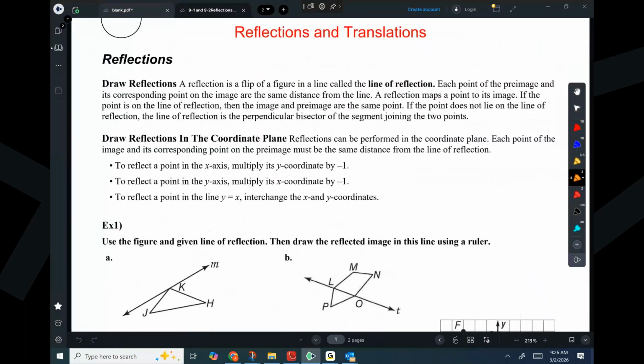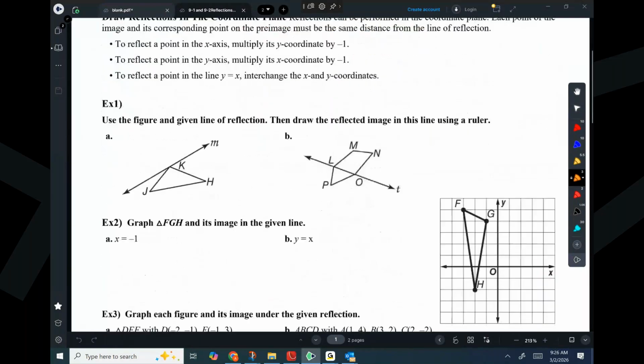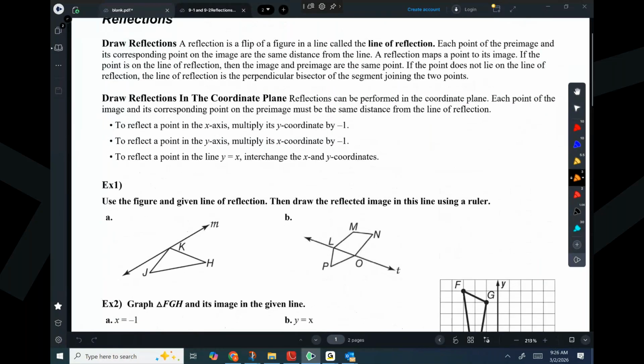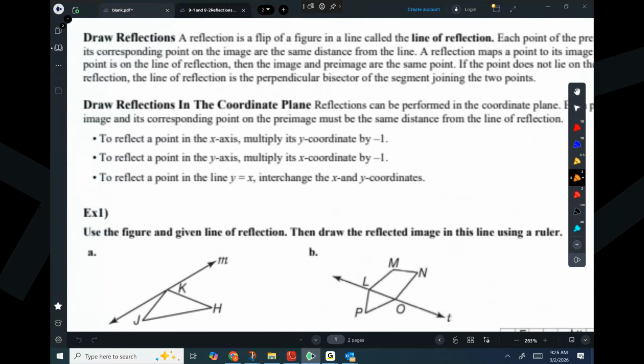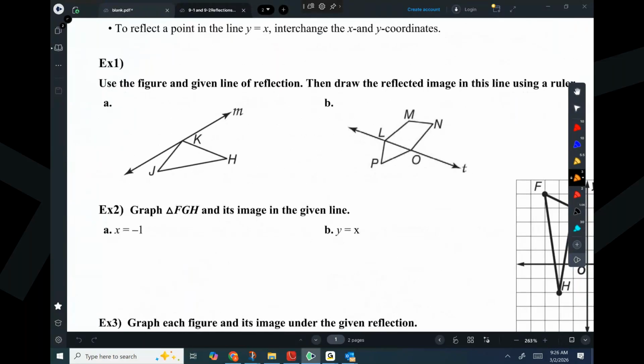The big thing to keep in mind. I'll talk about these separately. I'm going to talk about these first. So we're going to reflect. When you reflect something, you have to figure out what you're reflecting it over. So there has to be a line of reflection somewhere.